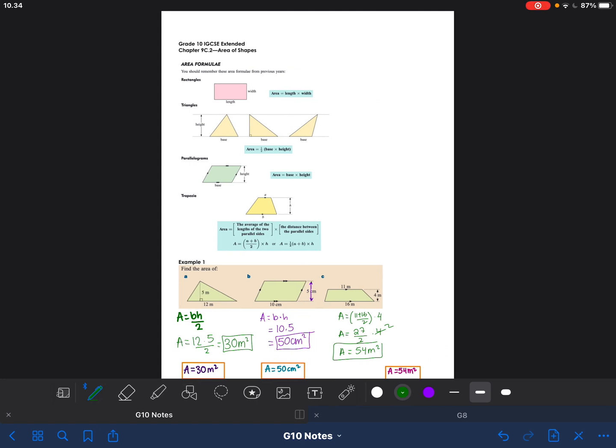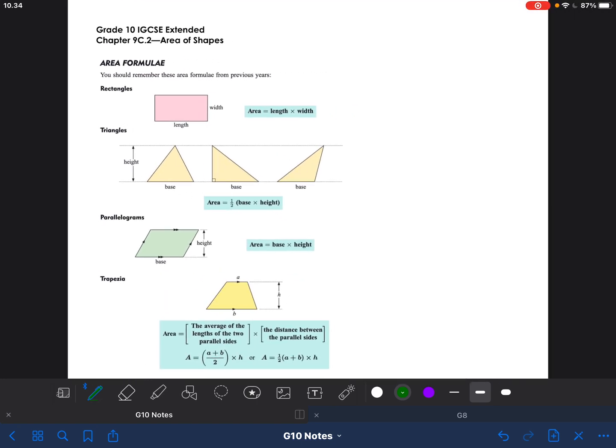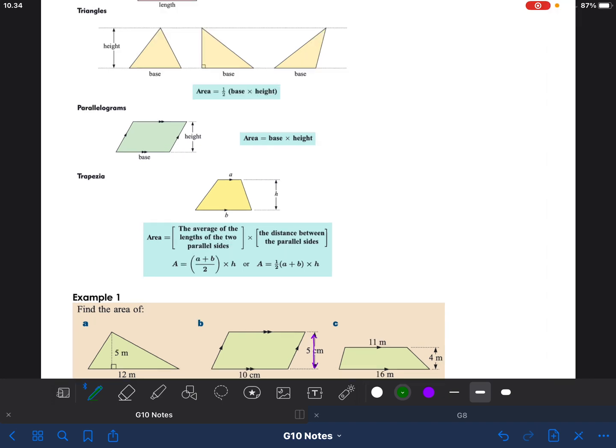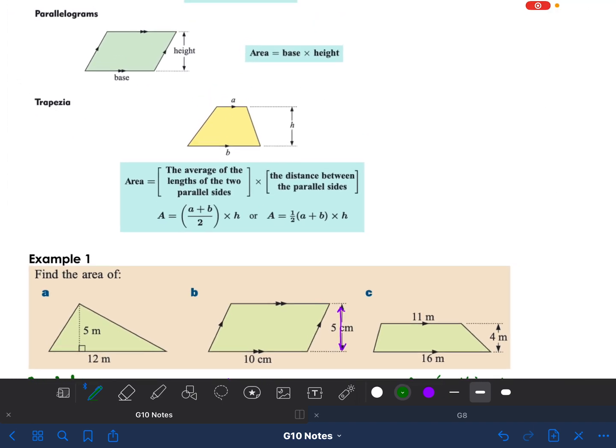Alright, so let's jump in, shall we? I'm not going to go over these on the video, but you guys can read it and make sure that you know all of these formulas. Alright, so let's put that into practice. Go ahead and calculate the areas of all of these shapes here.